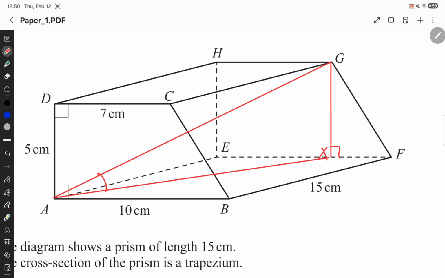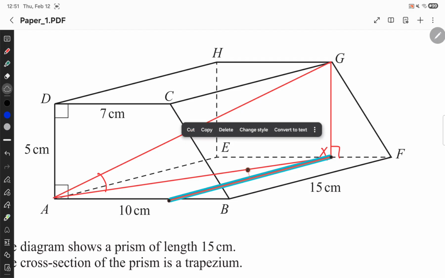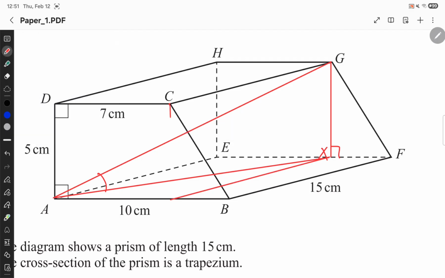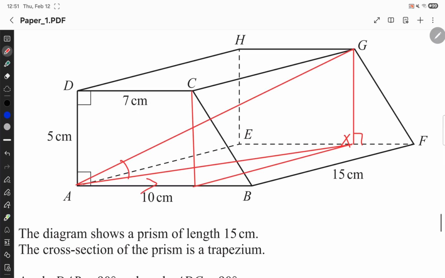Now we know that this distance EX will be 7 centimeters. Why? Because if we draw a drop down here, this is 7 centimeters, and so this is 7 centimeters also, and this is 3 centimeters. We don't care about that. We just break up the entire 10 centimeters into 7 centimeters and 3 centimeters. So this is 7 centimeters, and we know this is a cuboid, so this also will be 7 centimeters EX.